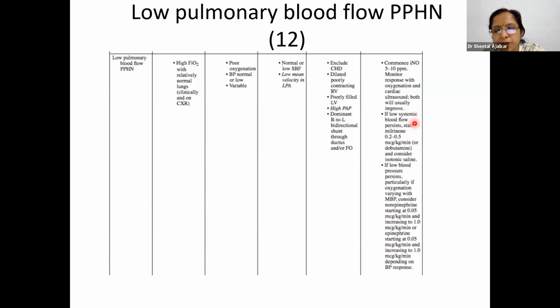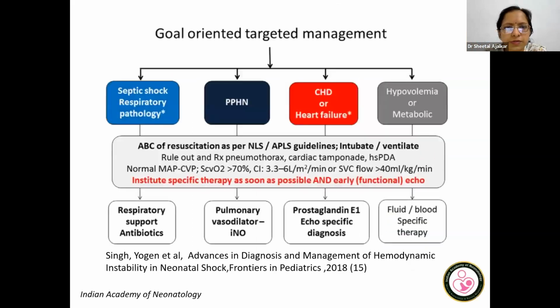Milrinone is preferable, but if there is hypotension, we can start with dobutamine. And if there are also low blood pressures, then we have to consider norepinephrine, epinephrine, or vasopressin. But there is no role for dopamine over here. So if we are starting iNO for the low pulmonary blood flow states, we have to augment the heart. We start dobutamine or milrinone, and then we go to epinephrine or vasopressin. It is stepwise: if not responding, then we go to those medicines, but there is no role for dopamine over here.